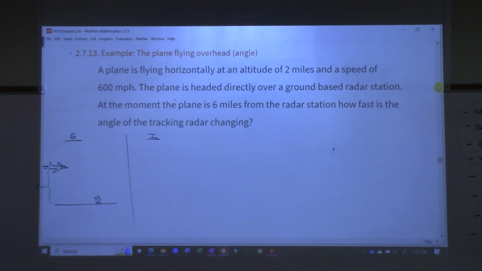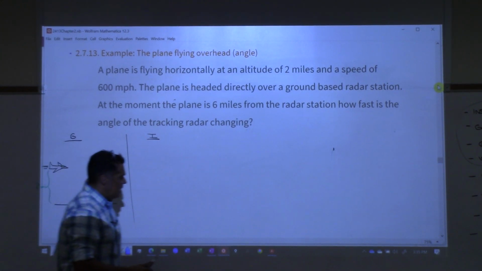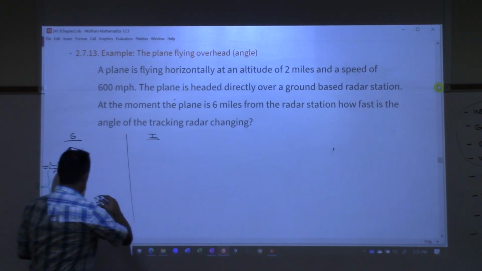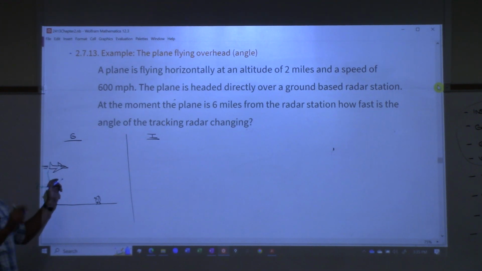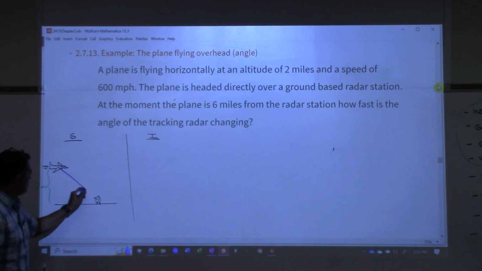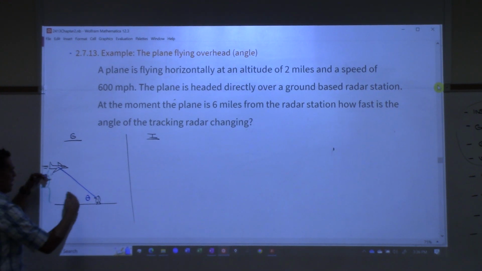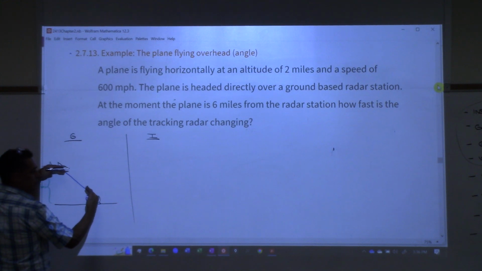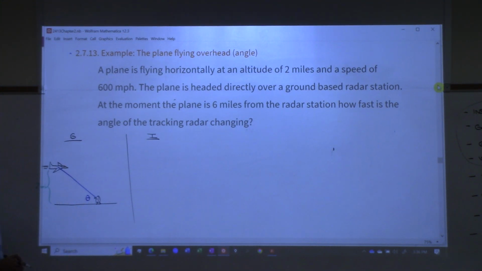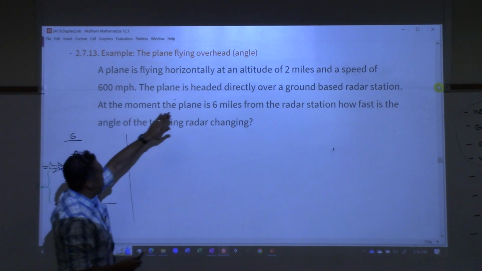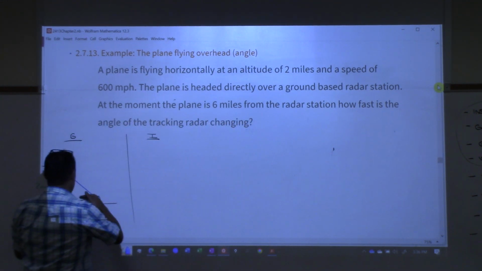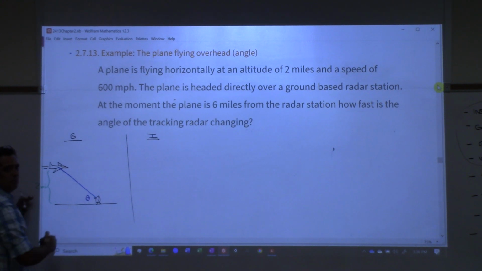Okay, so I need to put something in here. I've got to get an angle in there, right? So imagine this radar is tracking the plane, and the plane is really a point, right? There's a line connecting those two, and that forms this natural angle with the ground, like that, theta. I'll call it theta. So as the plane flies over, theta changes, doesn't it? And I would like to know, at the moment that the plane is 6 miles from the radar station, how fast that angle is changing. The rate of change of the angle.